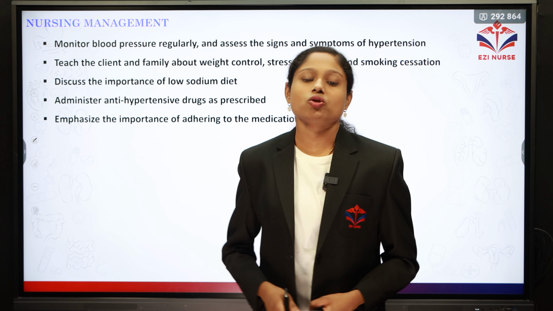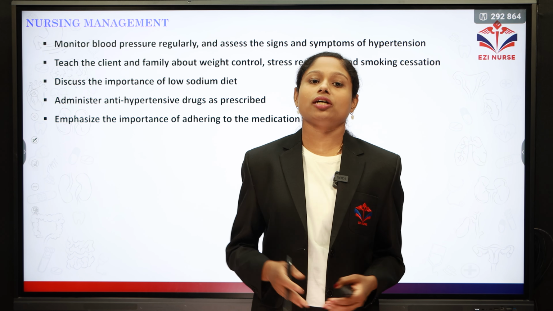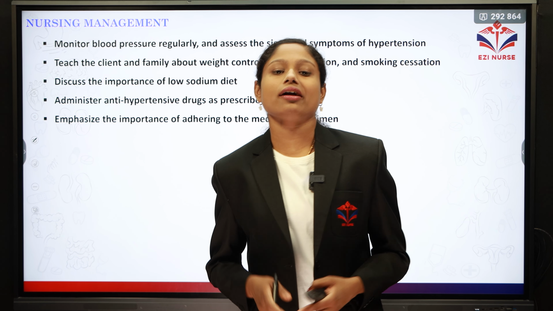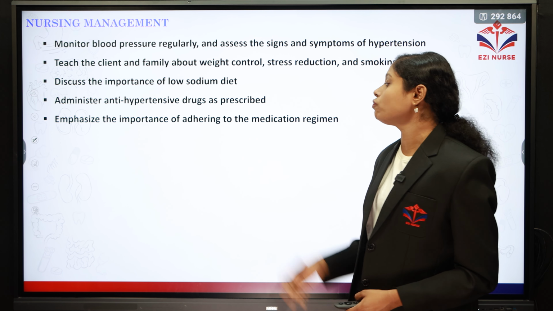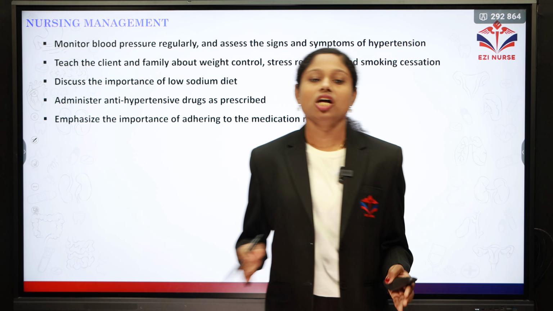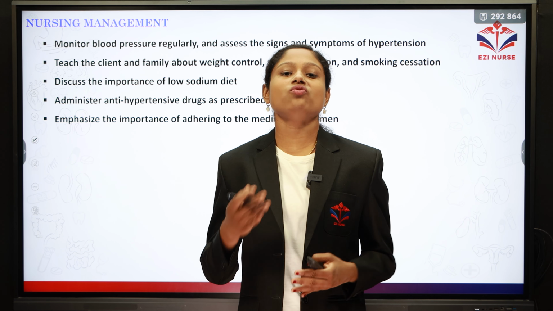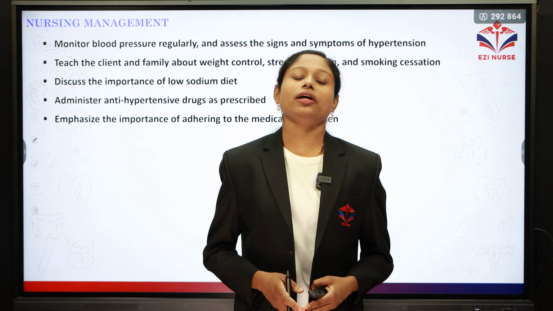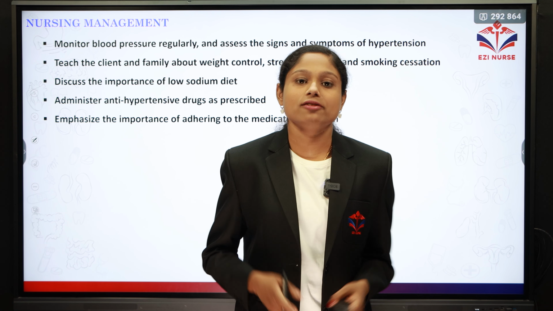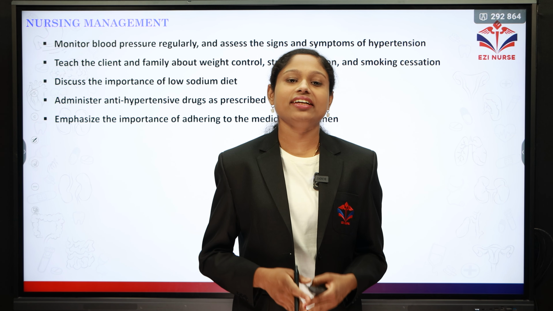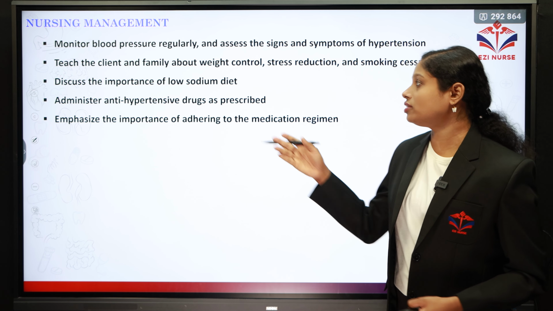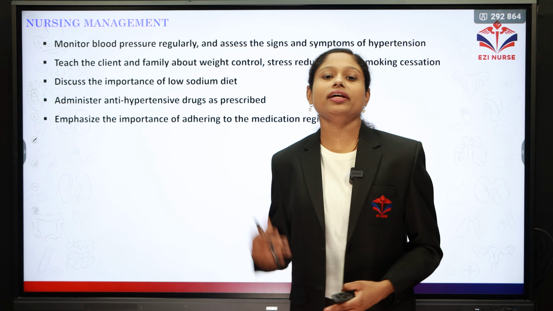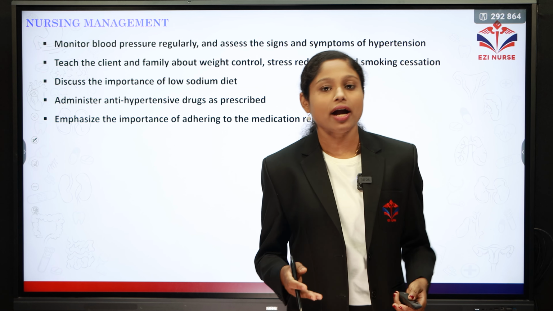Administer antihypertensive drugs as prescribed. So, what are the main drugs here? Beta blockers, diuretics. These kinds of drugs we need to administer. Emphasize the importance of adherence to the medical regimen. Tell the patient it's very important to follow up and to take medicines daily. High blood pressure is a silent killer, so that person needs to take the medicine. So, this is the nursing management, and it is very important in the case of hypertension.